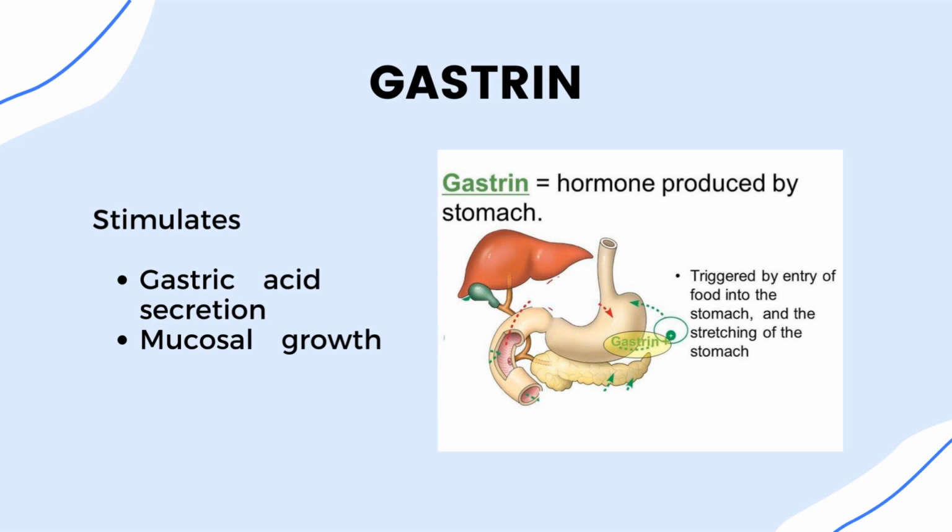Gastrin is secreted in the G cells of the antrum, the duodenum and jejunum, and its action is to stimulate the secretion of gastric acid and stimulate the growth of the gastric mucosa. We will see this in more detail in the class on gastric secretion.